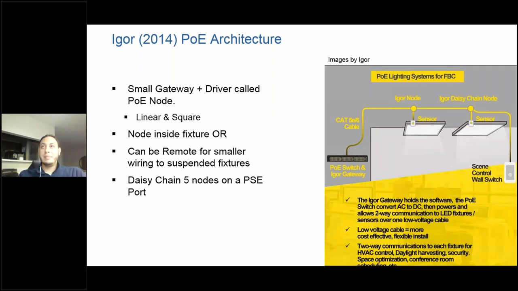Igor's just like, hey, we wanna simplify everything and just have that one cable to our nodes and our ancillary devices. So they really wanna simplify architecture and cabling. So they leverage a linear node that looks just like an LED driver that goes inside the fixture. And they also leverage a square node that's got a very small form factor, like 3 inches by 4 inches. And that can connect to different ancillary devices and fixtures as well. You can daisy chain up to 5 of these linear or square nodes on a port itself.